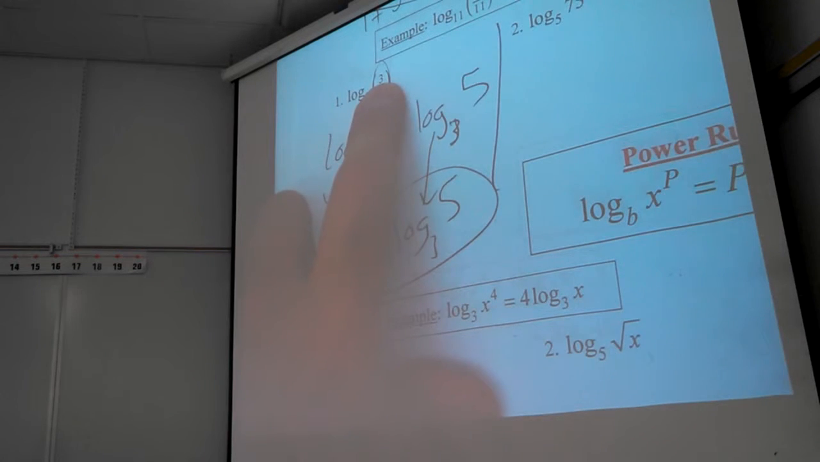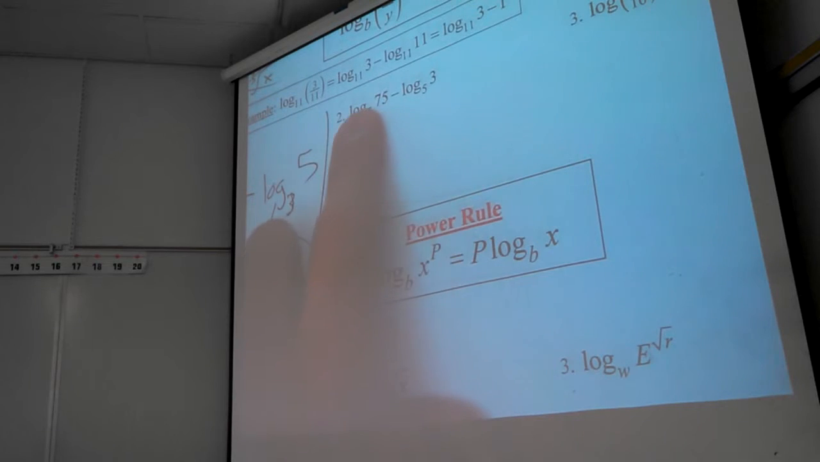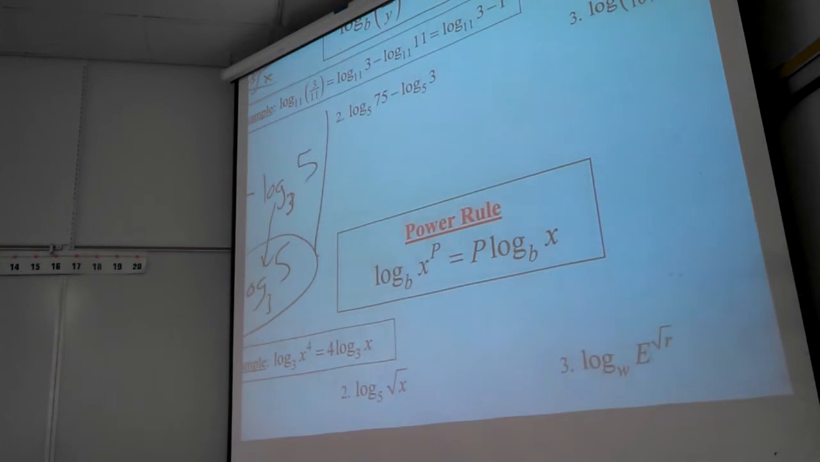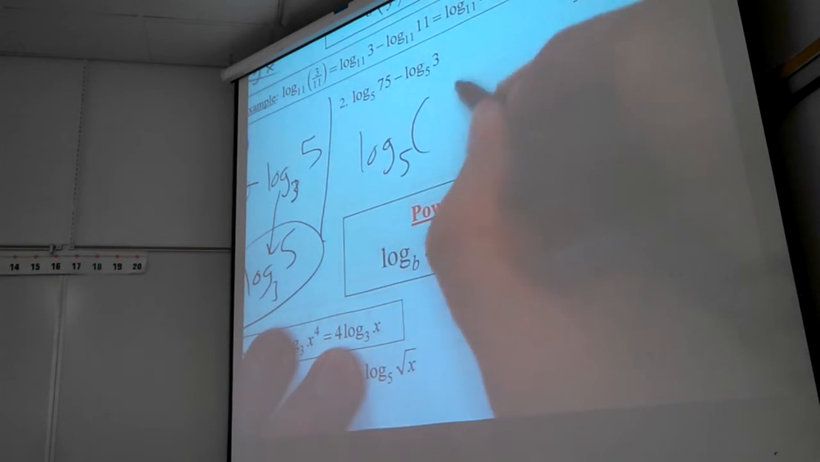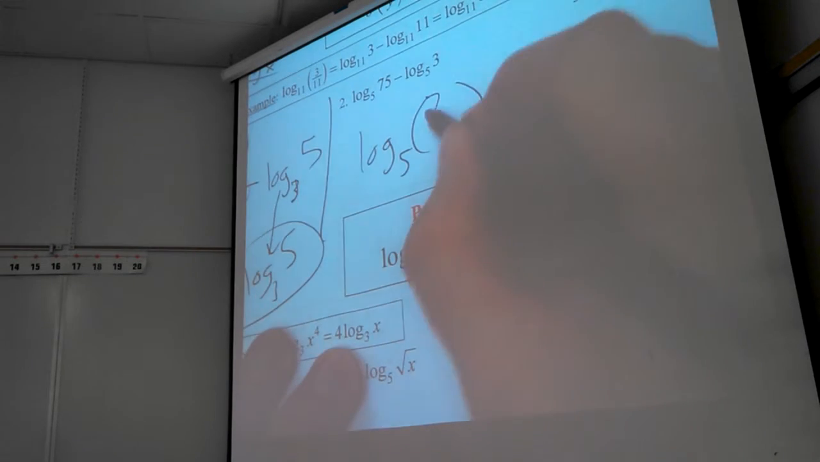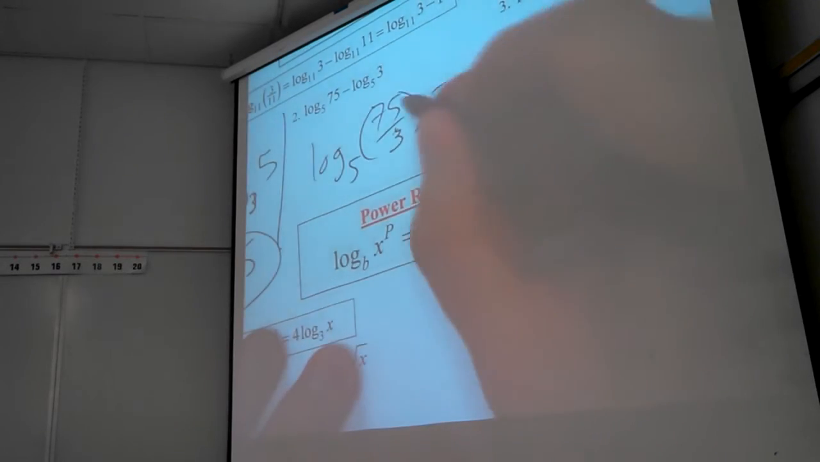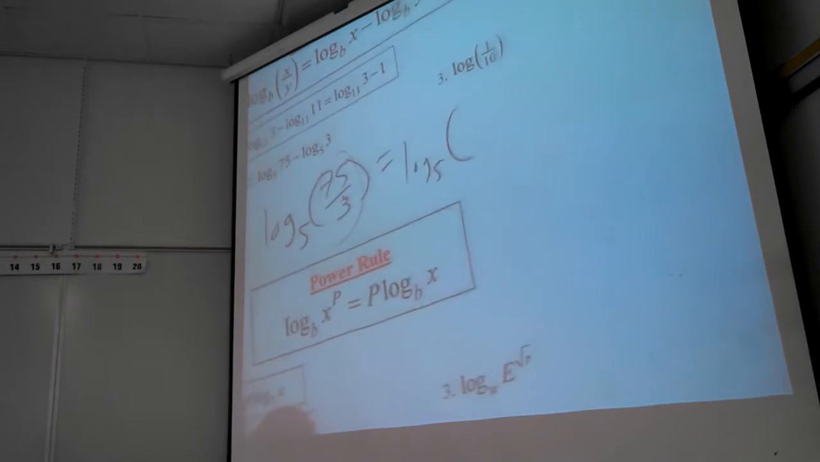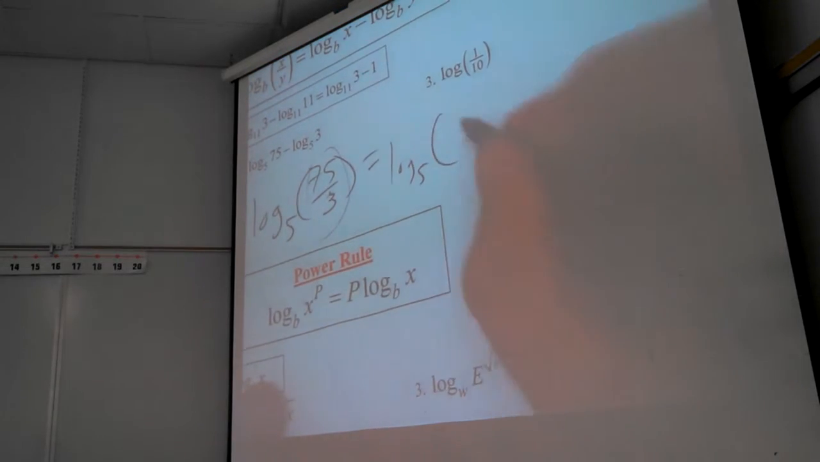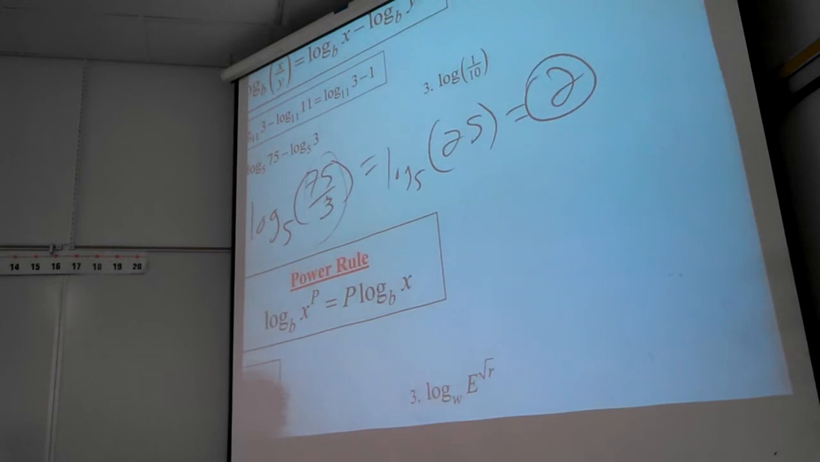So here, when it starts off as division, I can write it as a subtraction between the logs. If it starts off as a subtraction between logs, I can rewrite that as division. So it'd be log base 5 of 75 over 3. 75 divided by 3, which is 25. So I get log base 5 of 25. What's log base 5 of 25? 2. 2 is my answer.